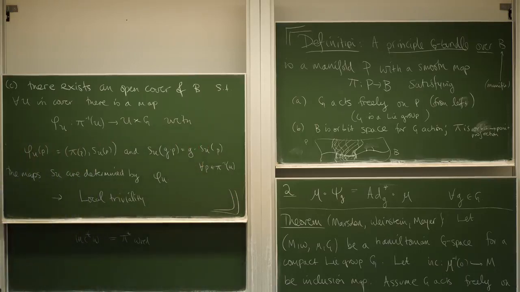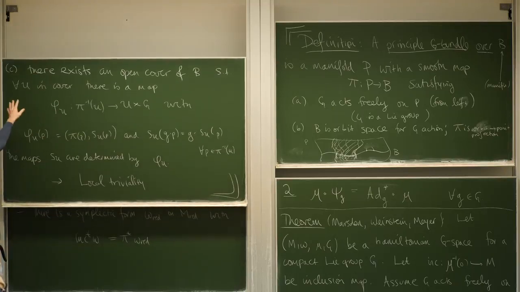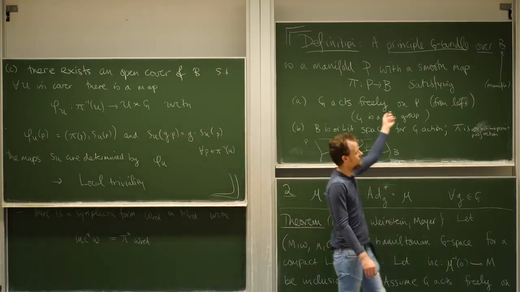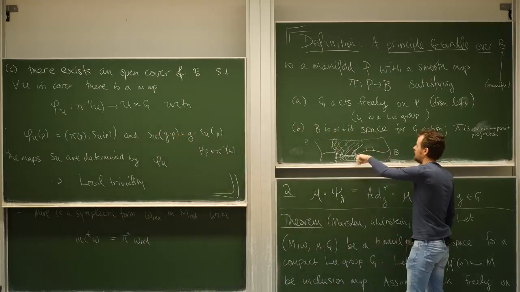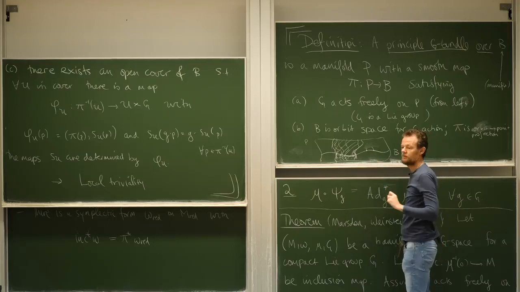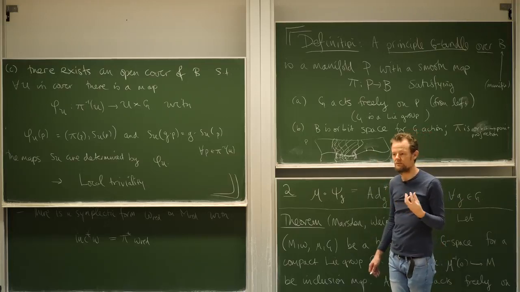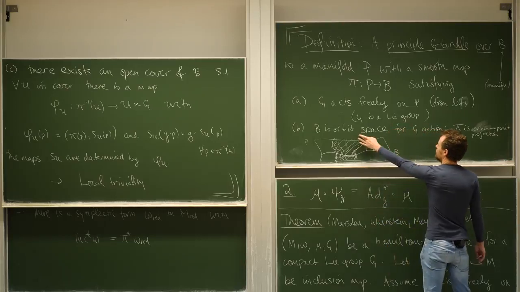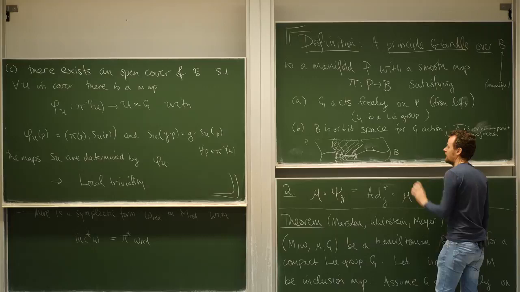Right, this completes the definition of a principal G bundle. I'll occasionally touch upon it, I think, in the coming lectures. So condition 1 says that G acts freely on P. That means if a point in P is mapped to itself under the action of G, then the element that did that was the identity. The second one says that B is the orbit space for this action.